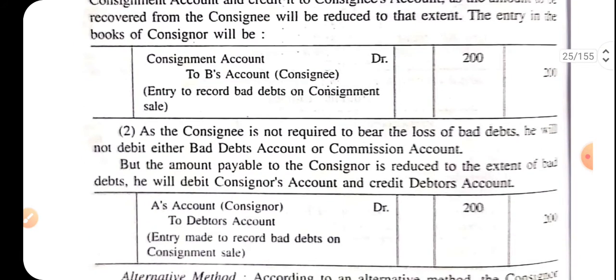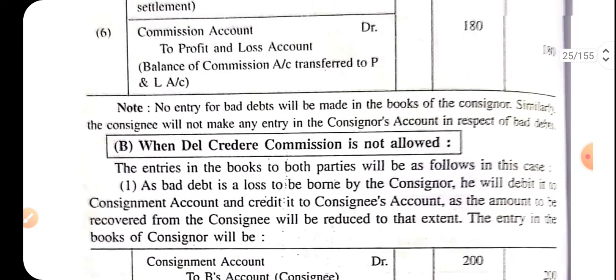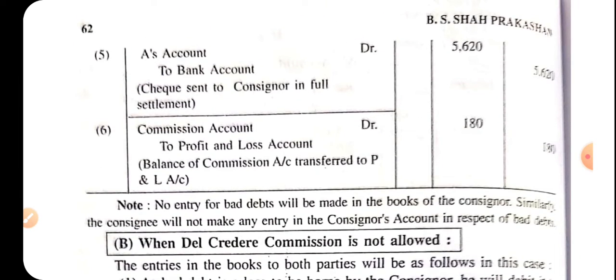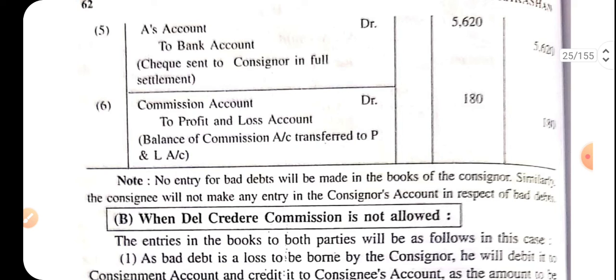So this sum is over. In the next lecture, we will consider the next sum. In the next sum, it may also happen that del credere commission is not allowed. Okay, that we will see in the next lecture.